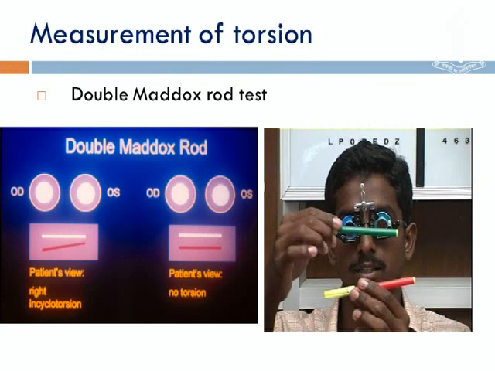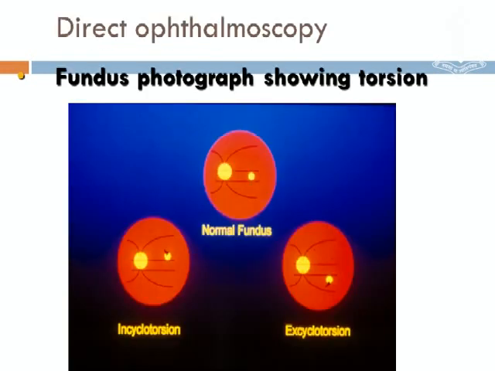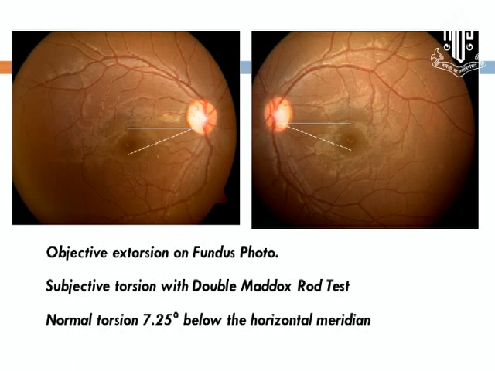So how can you subjectively measure the torsion? When you put a Maddox rod vertically in both eyes in the trial frame, ask the patient, normally you are supposed to see 2 parallel lines. But a patient with superior oblique palsy tends to see them tilted. You have to adjust this rod so that it becomes parallel. That gives you an idea of how much the torsion is, what is the angle of torsion. When you see on direct ophthalmoscope, extortion is seen. This is how an intorted eye will look. This is how an extorted eye will look. So there is objective extortion on fundus photo. Subjective torsion as well, you can measure with the double Maddox rod test.